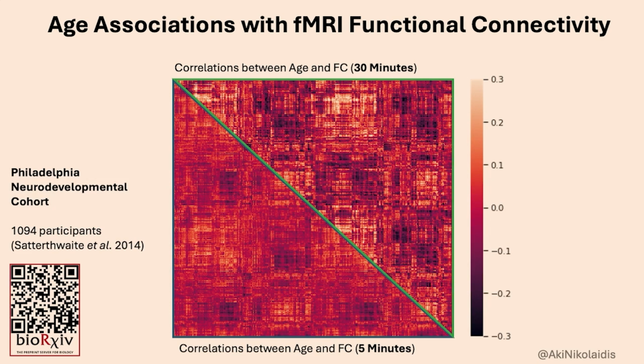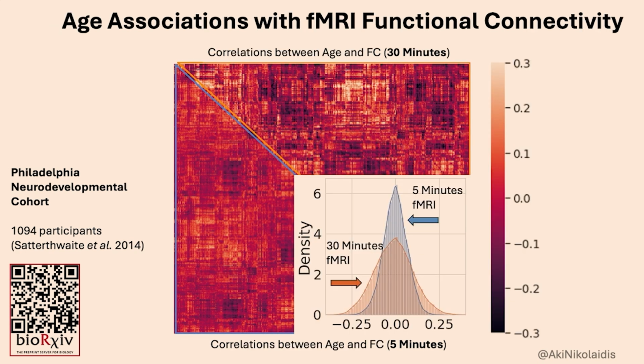When we get 30 minutes of functional connectivity data, all of a sudden all of those associations with age start to come out a lot more coherently. And if we look at the distribution of those associations with age, we see that the relationships that are pretty close to zero go basically to null, they go down quite a bit, and a lot of the edges become a lot more strongly associated with age.